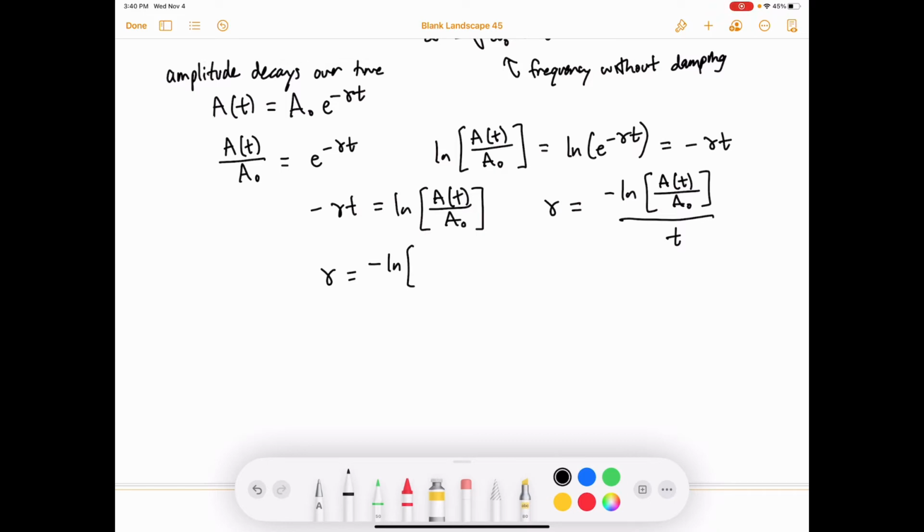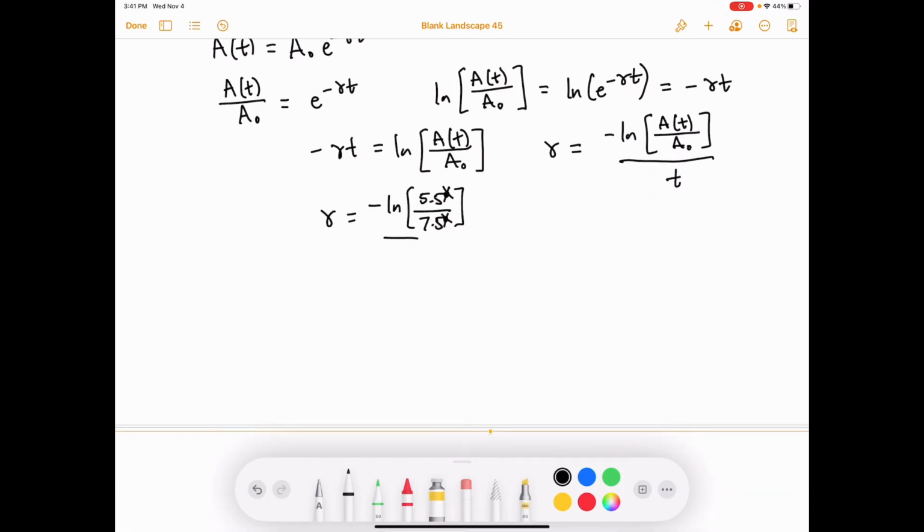So the amplitude we reach is 5.5 degrees, but what we start with is 7.5 degrees. So that's the ratio I see inside the natural log, 5.5 over 7.5. The units of degrees just go away. Now, on the bottom, I have the time it takes to reach that amplitude of 5.5 degrees, and we're given that this is 45 seconds. So that's what we're calculating. Minus natural log of 5.5 over 7.5, then divide that by 45.